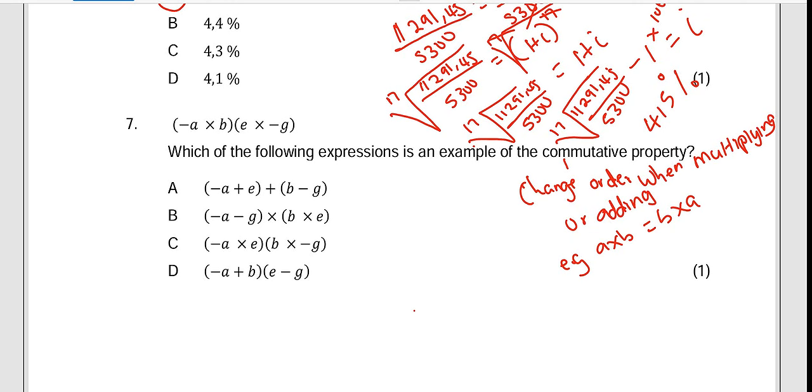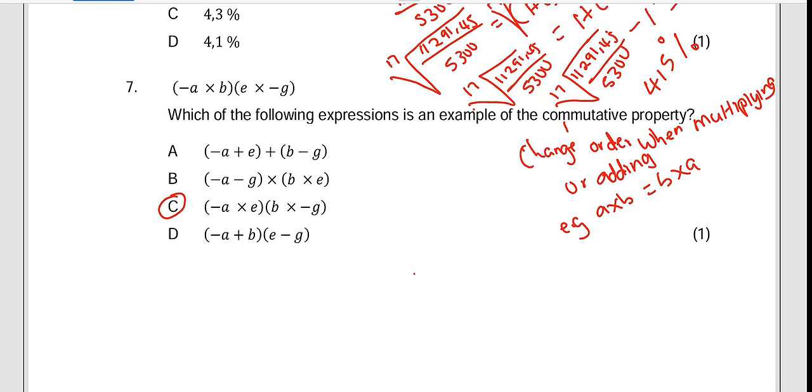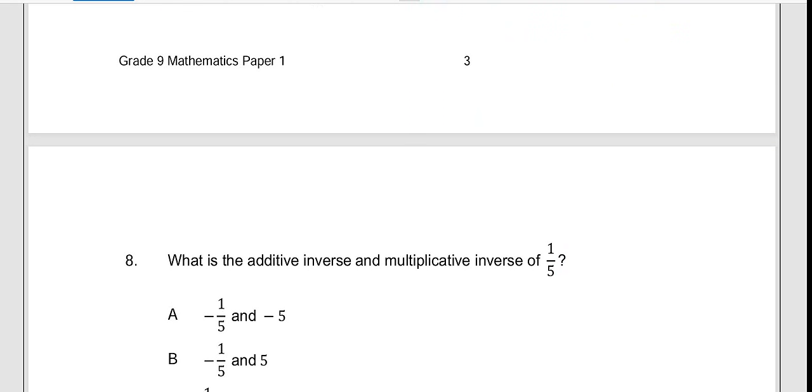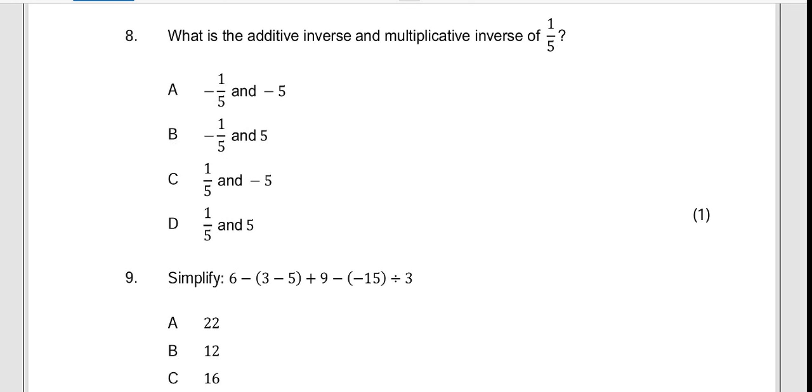So what's the correct answer? Let's check. Number A, no. Number B, no. Number C, yes. The correct option is C. Okay, so let's proceed to number 8.